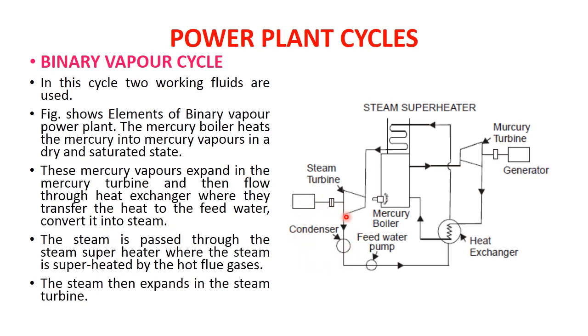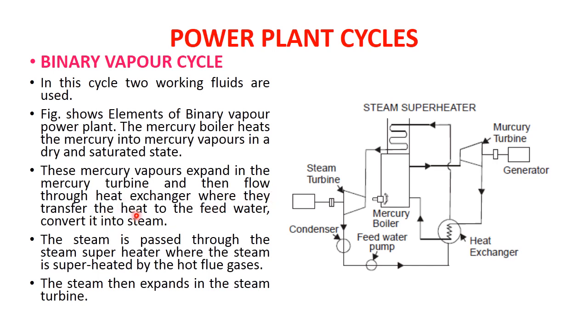It will be sent from the superheater to the steam turbine. From the steam turbine, the condensate will go to the condenser, then to the feed water pump, then to the heat exchanger, and again this cycle will be repeated. So the way in which this is done in the working of the binary vapor cycle is that the steam, when it is expanded, goes to the condenser, to the feed water pump, and from the heat exchanger, some part of that will be passed to the mercury boiler in order to exchange the heat from mercury vapors to the steam.